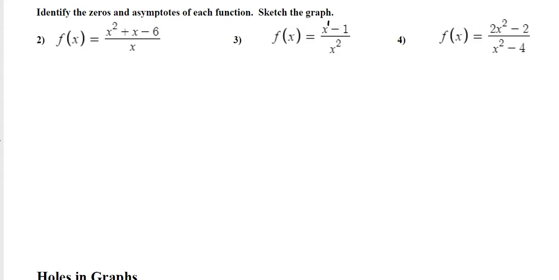This doggone button doesn't turn off the dash the way I like it. So the zeros are when the top equals 0. So that's going to be x equals 1. All right. So there's only 1 zero there.